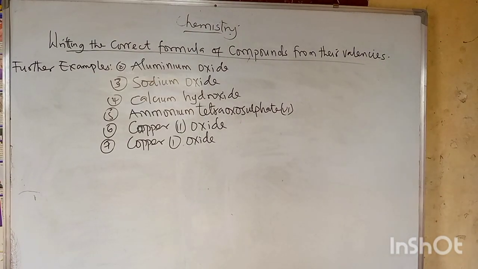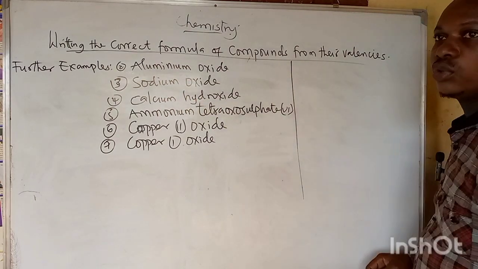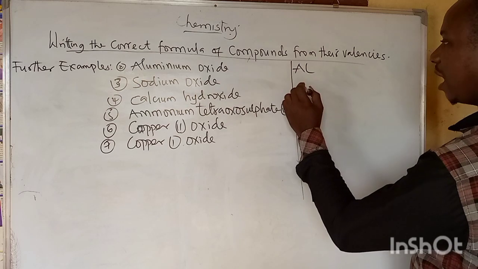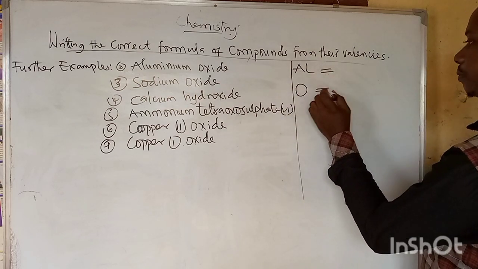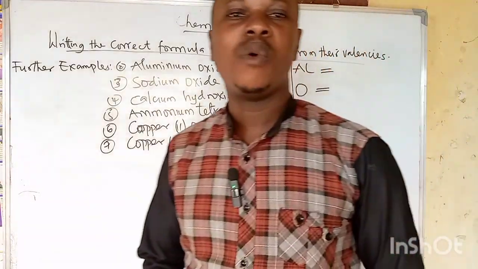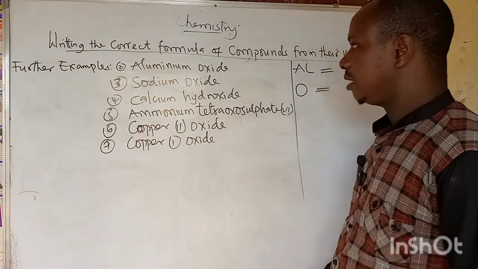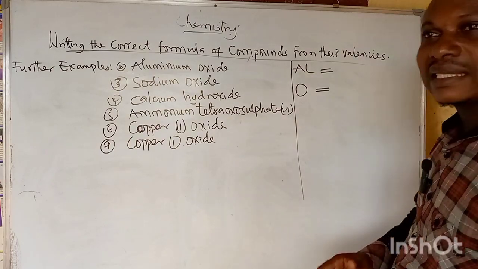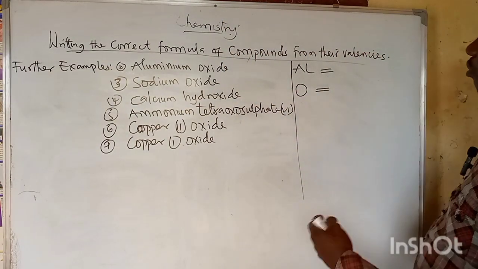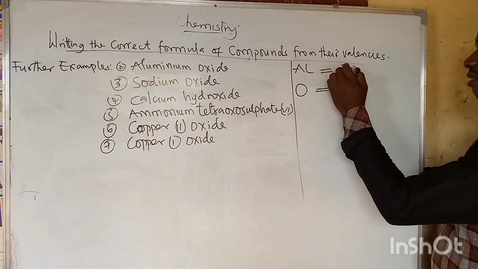Let's check the other examples. This one is saying aluminium oxide. Example 2, aluminium oxide. The symbol for aluminium is Al. Oxide or oxygen is still O. Remember, when oxygen is standing alone, you can call it oxygen, but when it is combining with something else, the name will change from oxygen to oxide. But when it is acting as a radical, that is where you see tetraoso, trioso.